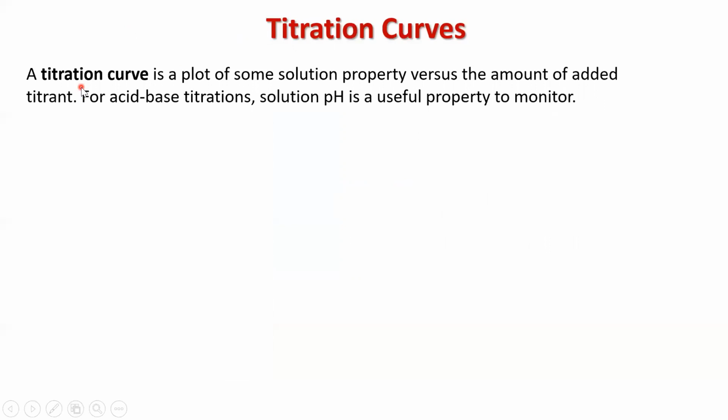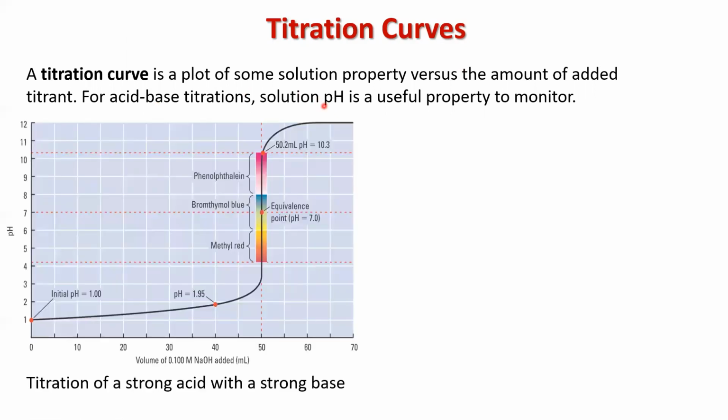And a titration curve is some kind of a curve that takes a property of a solution and plots it versus the amount of added titrant, the amount of liquid that comes out of the burette and drains into the flask. And when we talk about acid-base titrations, we typically have pH as the property we're measuring. So here's an example of a strong acid, strong base titration curve.